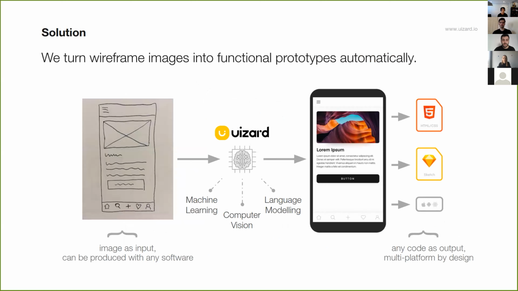In Uizard, we take an image of a wireframe. This can be hand-drawn or digitally drawn. Then we pass it through our machine learning, computer vision, and language modeling stack, and we produce a high-fidelity version of the same wireframe. That way, you can prototype much faster. And once you're done, you can export this high-fidelity design into front-end code or a design file, and continue your journey there.